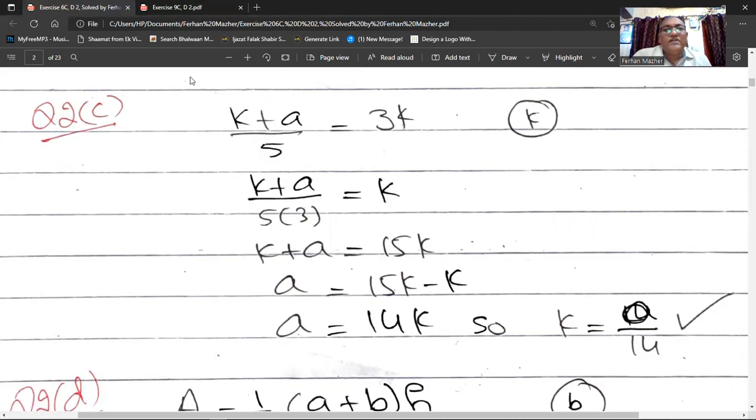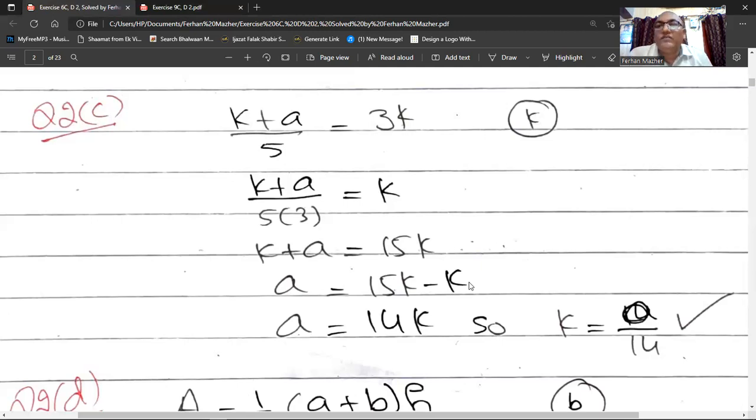So this is K plus A, and the whole thing divided by 5 is equals to 3K. Bring that 3 to this side. Basically we were supposed to cross multiply, so it will become 15. So you will have K plus A equals to 15K. So A will be equals to 15K take this K to the other side. It will become 15K minus K, and that will be 14K. So that 14, which is multiplying with the K, take it to the other side, and the K will be equals to A divided by 14.